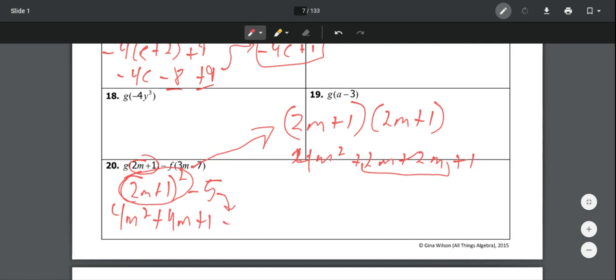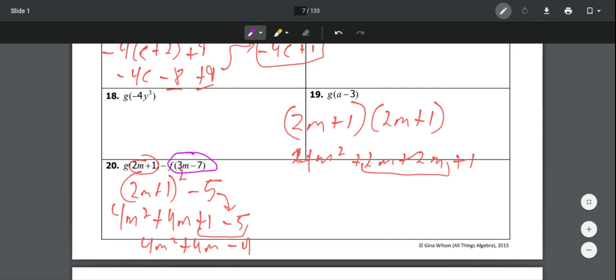Then we bring down our minus 5. So then those are like terms. So then this becomes 4m squared plus 4m minus 4. So that is what g of 2m plus 1 is. Now we have to go back and we have to do, let me get my colors right. Now we have to do this part, then we're going to subtract them.